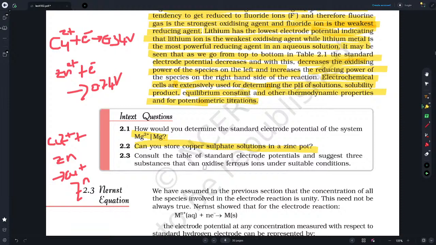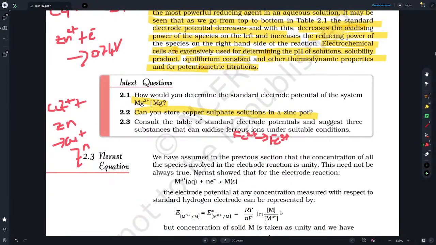Next: consult the table of standard electrode potential and suggest three substances that can oxidize ferrous ion, Fe2 plus, to Fe3 plus. For oxidation, we need the help of an oxidizing agent. An oxidizing agent needs to undergo reduction very easily, so we need substances which can easily undergo reduction, meaning they have high standard electrode potential.